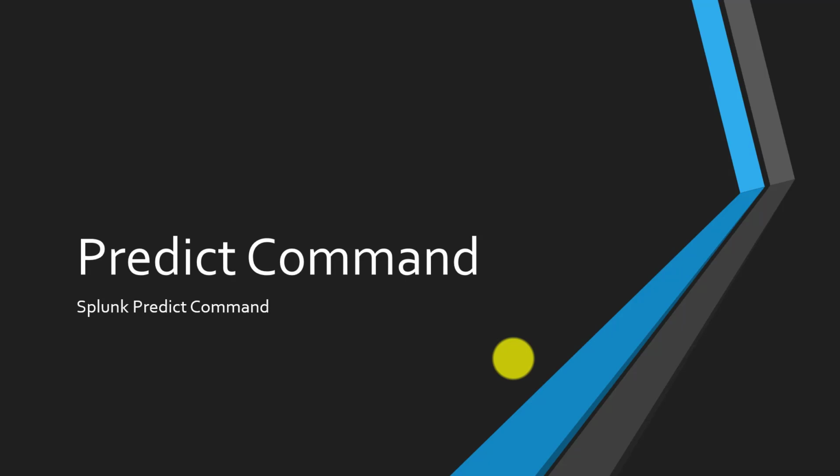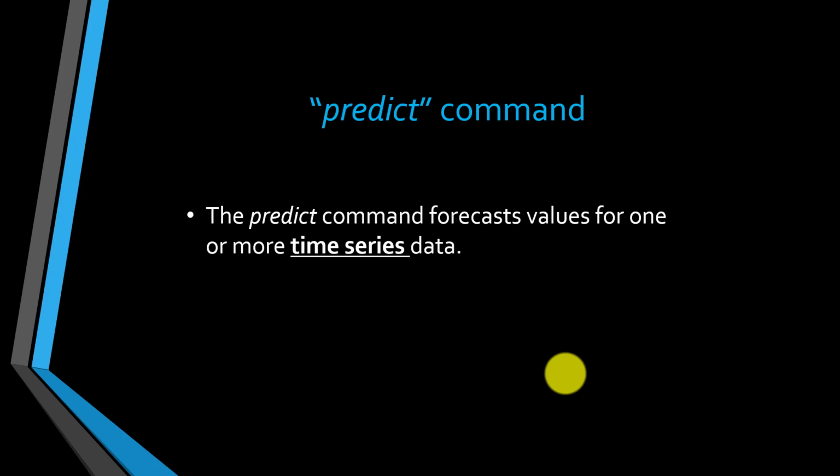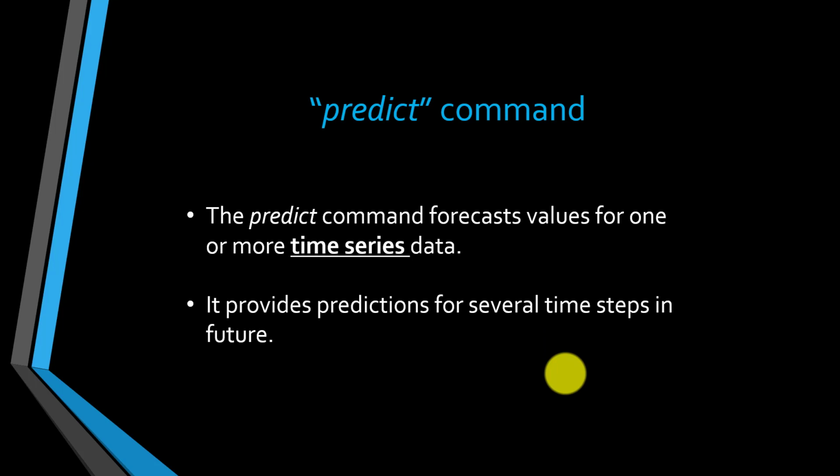Generally, this is the functionality wise stuff it can do. Basically the predict command forecasts the values for one or more time series data. So we'll be dealing with time series data, then we can use the predict command for future prediction or forecasting purposes. It can provide the prediction for several time steps. That means, let's say if you want to predict for the next 30 days or 30 months, you can do that using the predict command as well.